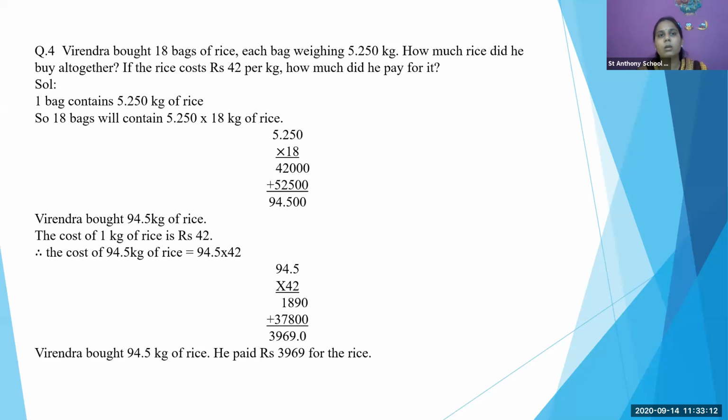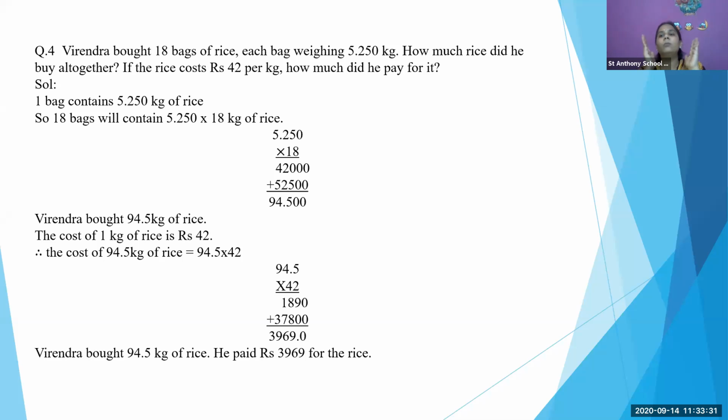Now how much rice did he buy altogether? Means if he bought 18 bags of rice and every bag is 5.250, so he bought 18 bags and each bag weighs 5.250 kg. Now if the rice costs rupees 42 per kg, how much did he pay for it?